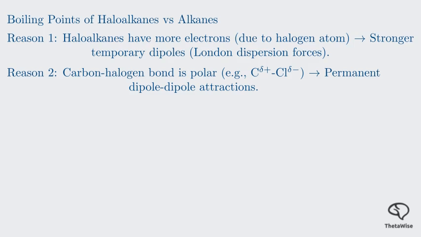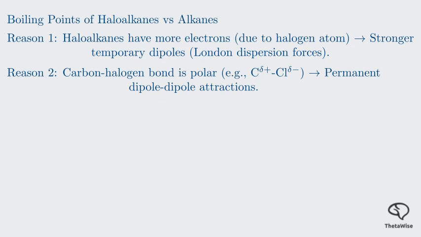First, haloalkanes have more electrons due to the halogen atom, which leads to stronger temporary dipoles, or London dispersion forces. Second, the carbon-halogen bond is polar. For example, in C-Cl, the chlorine is more electronegative than carbon, pulling electron density towards itself. This creates a permanent dipole, which allows for dipole-dipole attractions between haloalkane molecules. Both these forces increase the energy required to vaporize the compound.